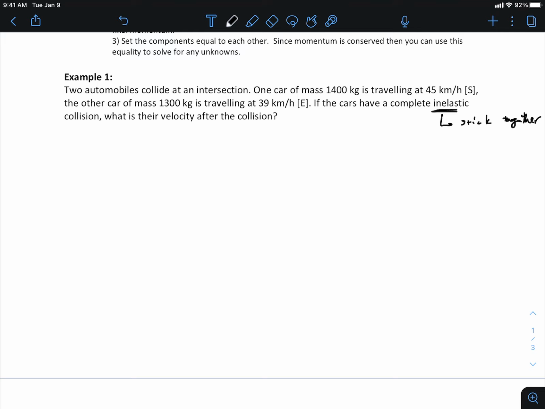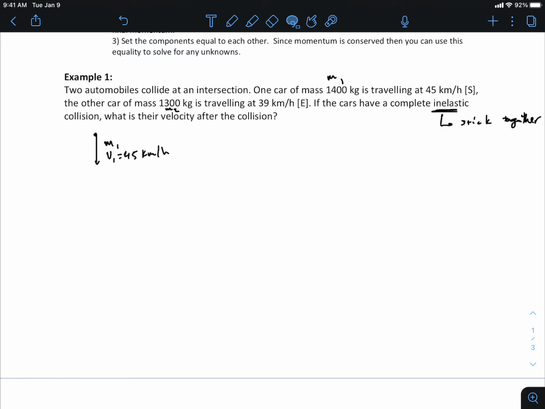Well, let's draw our picture first. So we're going to go like this. We're going to draw a car 1. We'll call the 1400 kilogram mass M1, and the 1300 kilogram car we'll call M2. I always like drawing these pictures. We know M1 is moving directly south with a speed of 45 kilometers per hour. Maybe I'll move this and organize the information a little clearer.